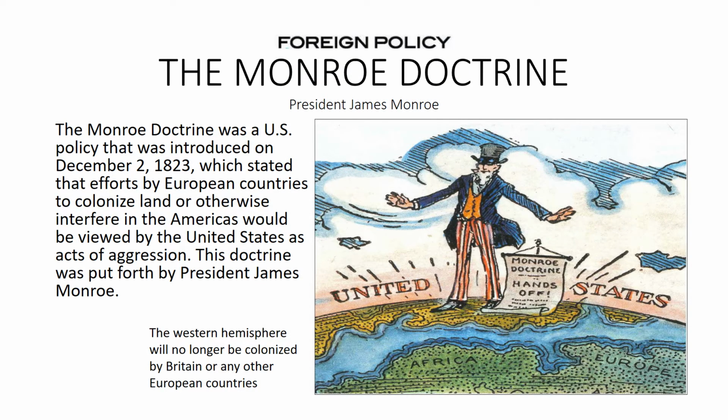The Monroe Doctrine was a U.S. policy that was introduced on December 2, 1823, which stated that efforts by European countries to colonize land or otherwise interfere in the Americas would not be viewed by the United States as an act of aggression. This doctrine was put forth by President James Monroe.